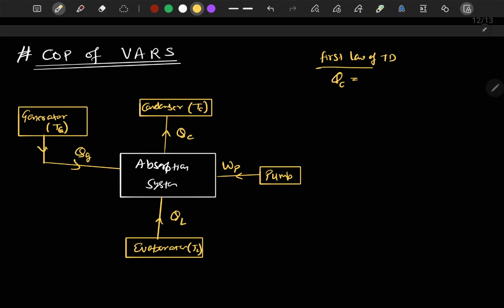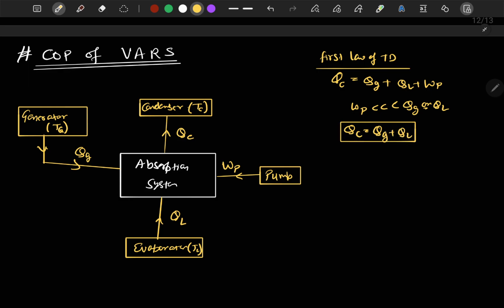We can say QC is equal to QG plus QL plus WP. This will be our first law of thermodynamics. Now from here, we can say that the work done by the pump is very small with respect to QG or QL. So we can write QC is equal to QG plus QL. This is our equation for heat transfer to the condenser.